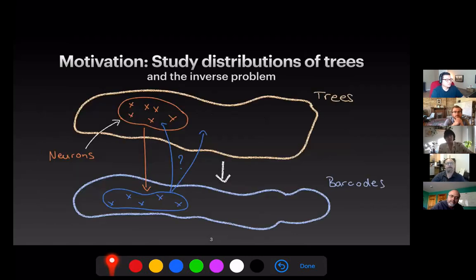The further motivation is about distributions of trees and also the inverse problems. So if we have the space of trees and specific distributions, for instance, neurons, but any type of trees that have similar properties, we can project that down to the space of barcodes, and you end up with a specific distribution of barcodes. And one of the questions is, if we go back, do we end up in the same distribution? Do we get something else? And all the study of the inverse problem.